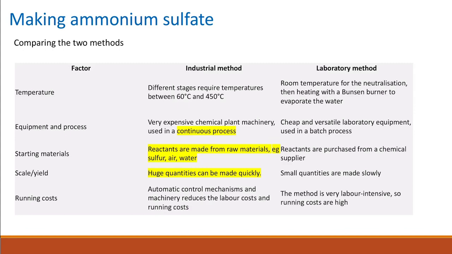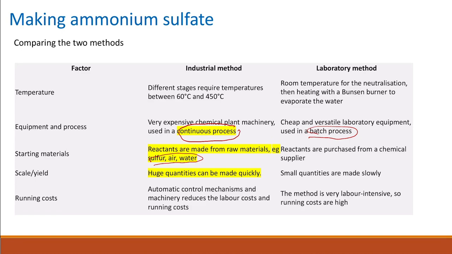So for the industrial process, it's going to be a continuous process, however in the laboratory, this is just a batch process. The starting materials, all reactants are made from raw material like sulfur, air, and water. However, in the laboratory method, the reactants have to be purchased.